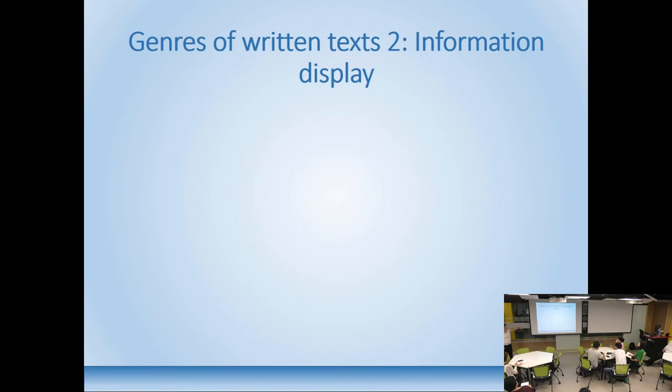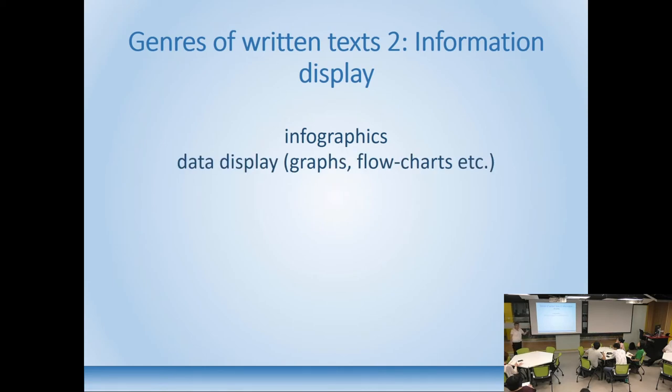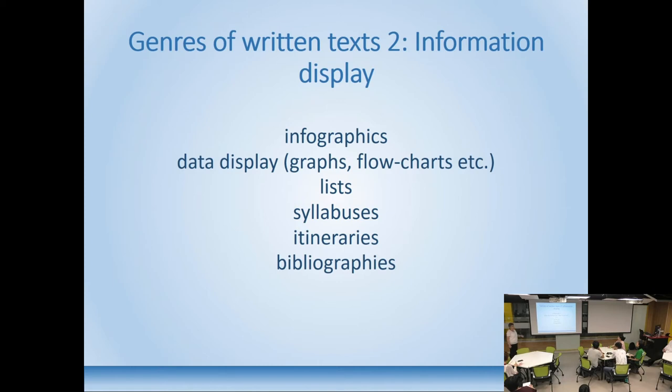But they also may need to understand English as it appears in information display, which is more and more common these days, things like infographics on the internet, data display of various kinds, graphs, charts, flowcharts, lists. They may need to be able to look at syllabuses. I'm talking about all sorts of information which is presented not as consecutive prose, but in chunks or hyperlinked small text, syllabuses, itineraries, bibliographies, conference programs, calls for papers. All these are important types of text that they need to understand, which are not consecutive paragraphs or prose.